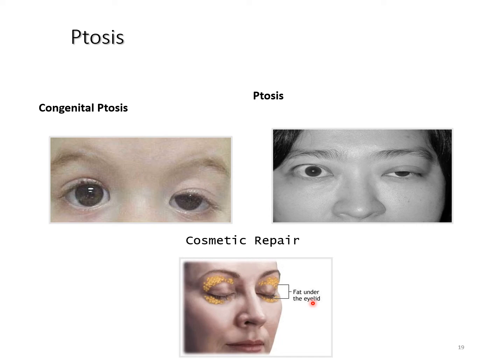xanthelasma, that weird cholesterol deposit. So this is a yellowish deposit of cholesterol under the skin. Can be on the eyelids, and it's not harmful at all or painful. It just doesn't look good, so it can also be removed. So people can have cosmetic repair to get rid of it.